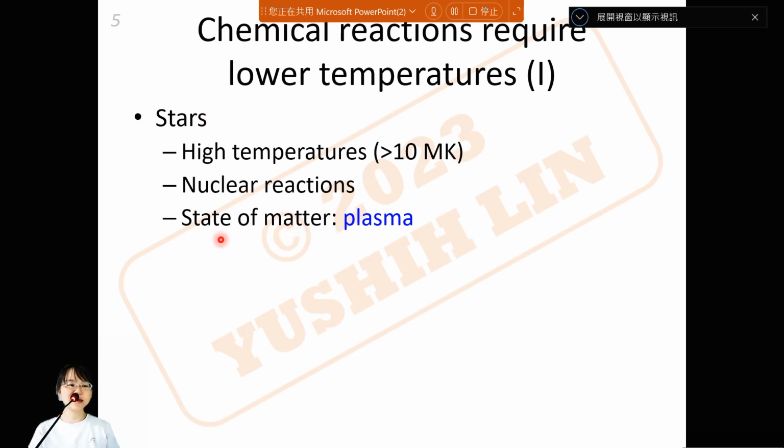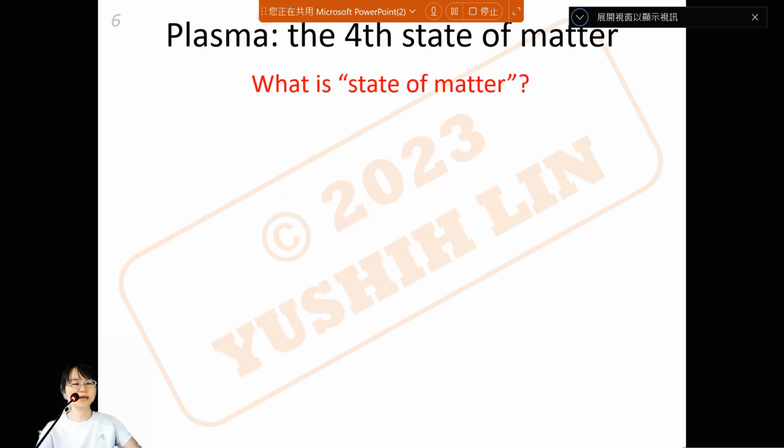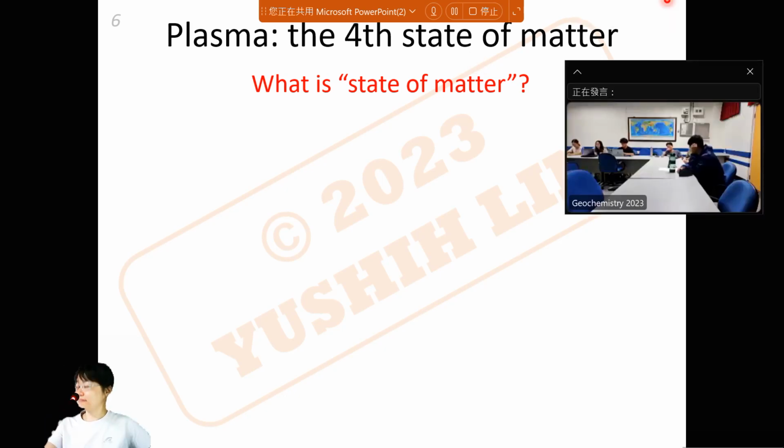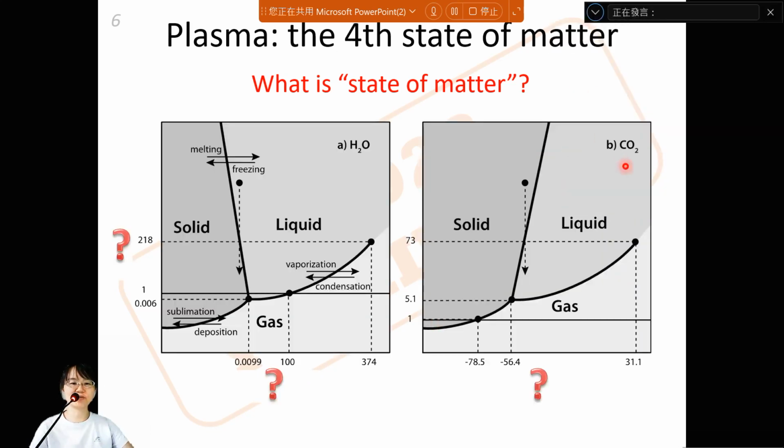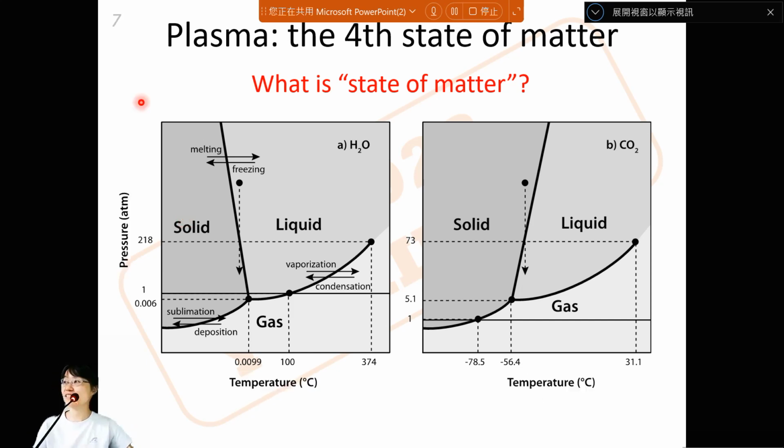And the state of matter is plasma. Plasma is the so-called fourth state of matter. What is state of matter? Solid, liquid, or gas. Very good. So that's what you know from your school education, right? You know we have solid, liquid, gas. It's dependent on what? Temperature and pressure. Yes, that's the three states of matter that you know.